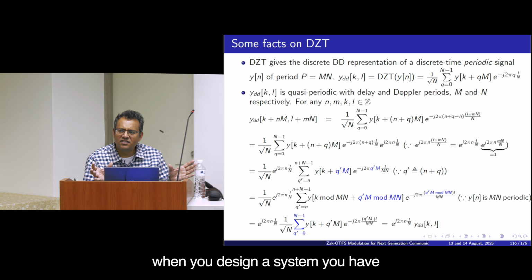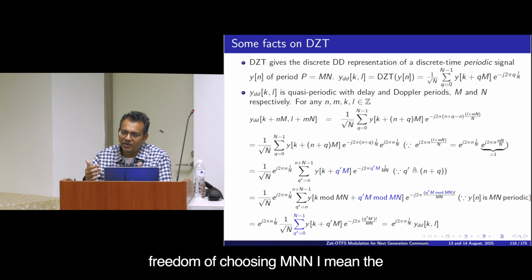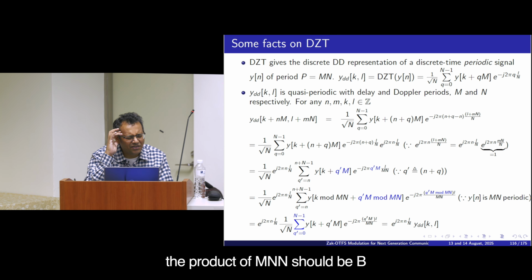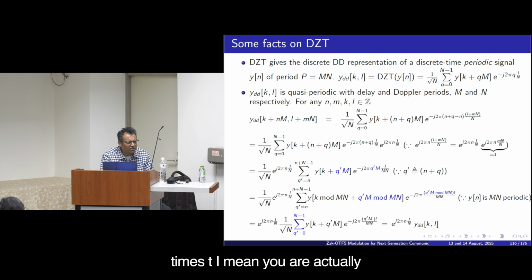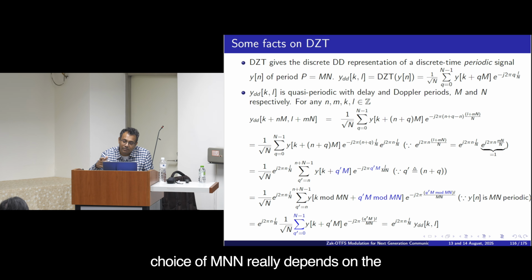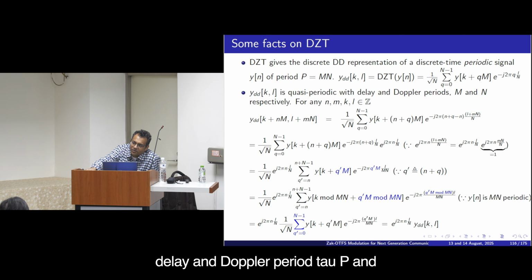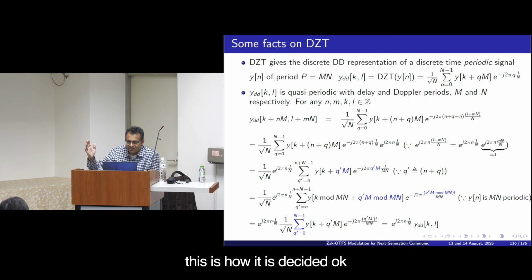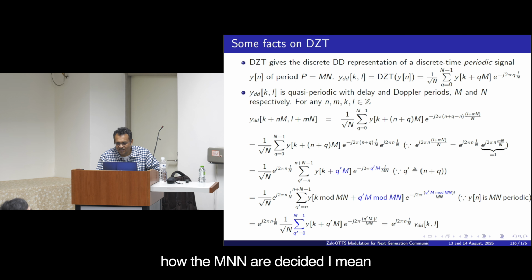But when you design a system, you have freedom of choosing M and N. The only constraint is that the product of M and N should be B times T. Your actual choice of M and N really depends on the delay and Doppler periods tau p and nu p, and tau p and nu p you choose in such a way that you satisfy the crystallization condition. So, this is how the M and N are decided, okay.